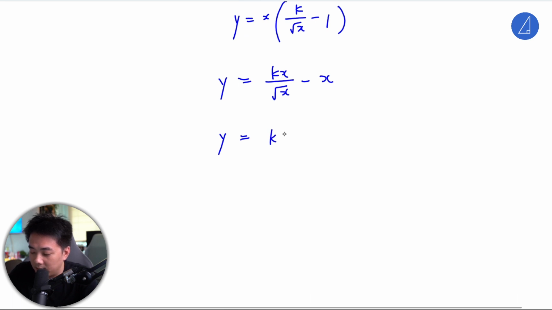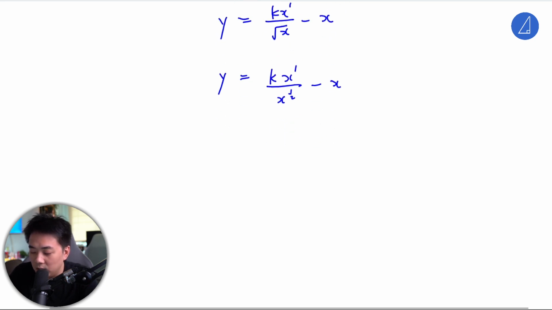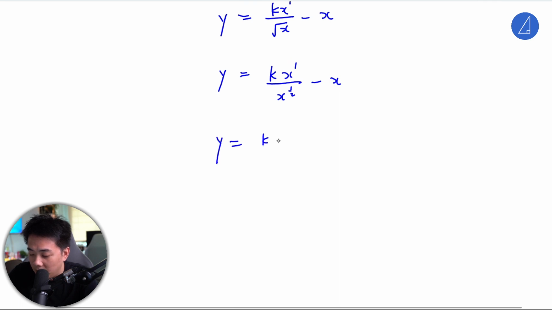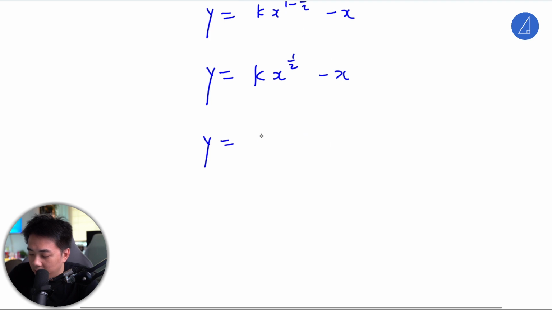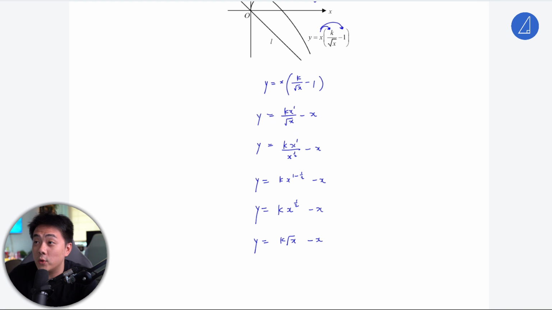So this will be x to the power 1, and this is x to the power half. Essentially, if we were to rearrange, this will be kx to the power of 1 minus half, which will be half. Let me not skip steps here. So y equals k x to the half minus x. Great. So this would be k root x minus x. Just to rearrange it. But of course, you don't really need to do all these steps if you could see it straight.